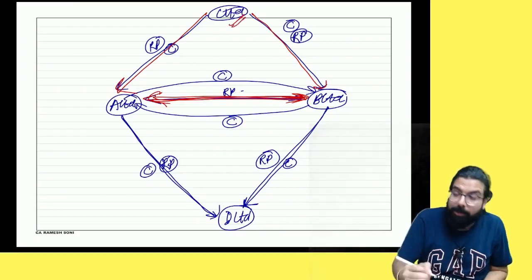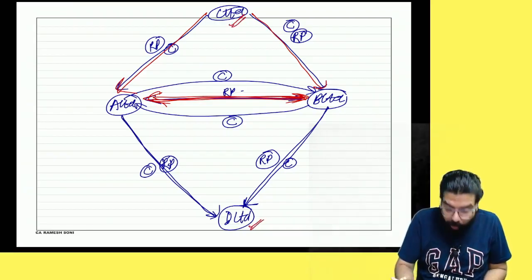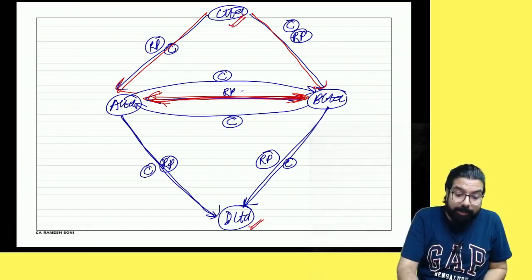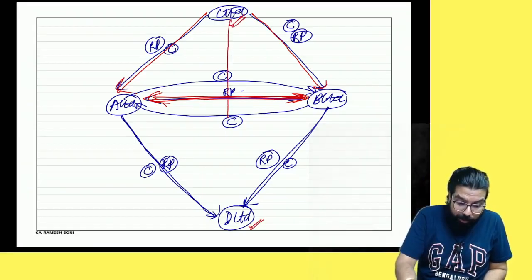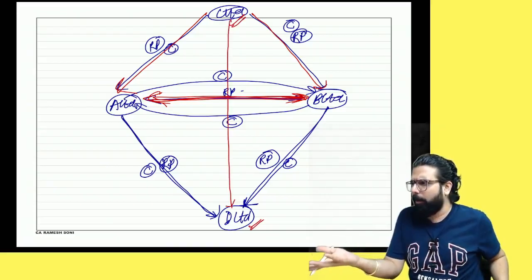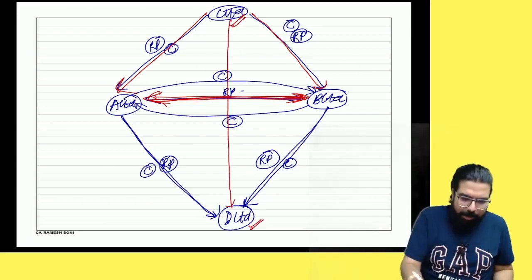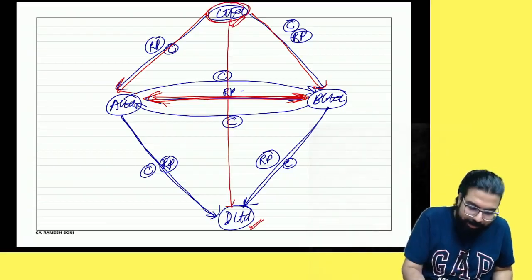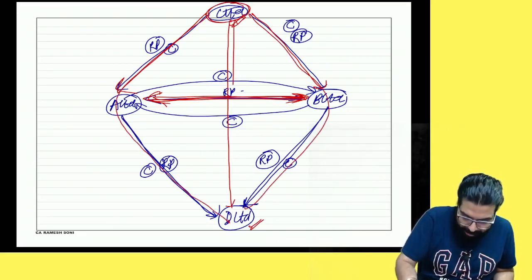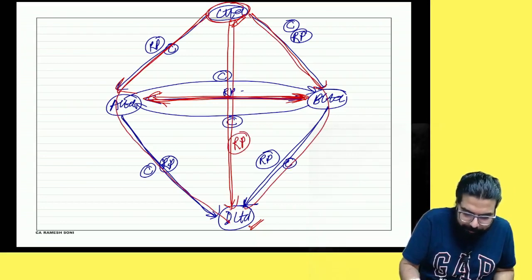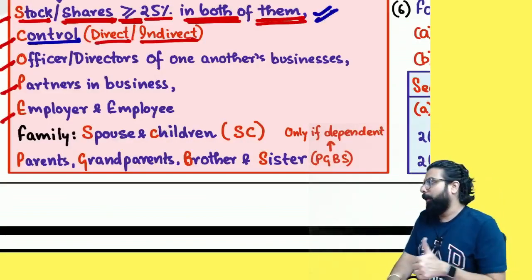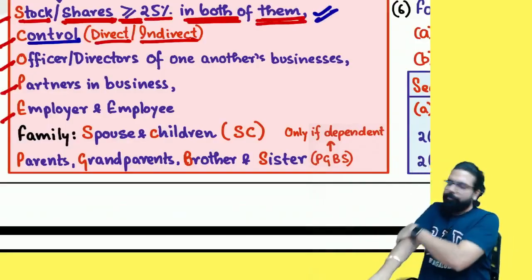This is grandfather, and this is you over here. This is the doubt, no? Are grandfather and you related persons? Is your grandfather your related person or not? Here this person is not directly but indirectly controlling you, and hence you and him also become related. Direct or indirect control. Is my point clear to all? Can we go ahead, everyone?